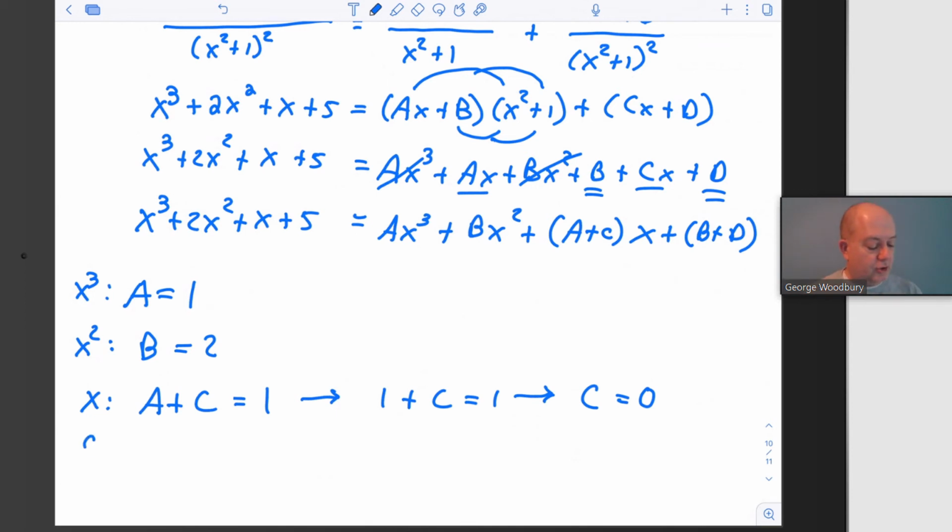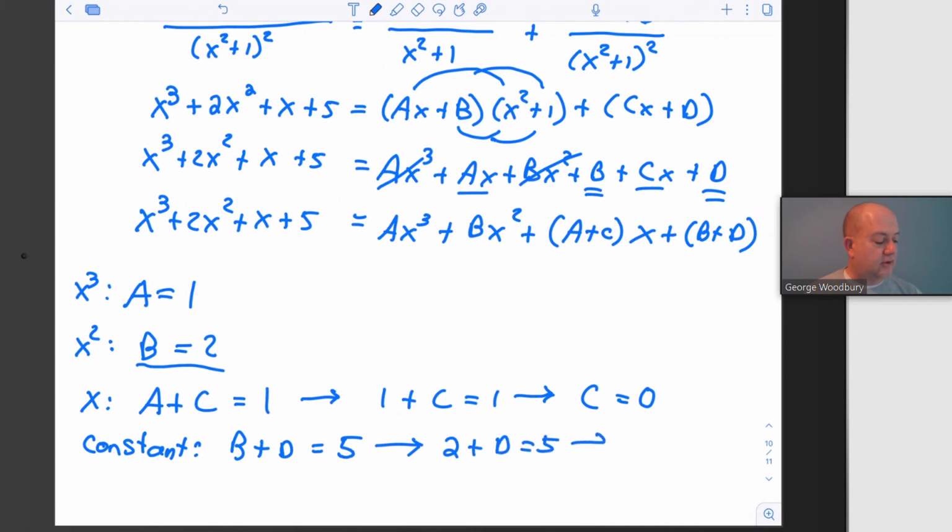This is the constant term. And on the right-hand side, we've got b plus d. That's the term without any variable x. On the left-hand side, that's equal to 5. Well, I know from above that b is equal to 2. So I can put in 2 for b. 2 plus d equals 5. Subtract the 2, and I get d equals 3. That's all 4. That was pretty nice.